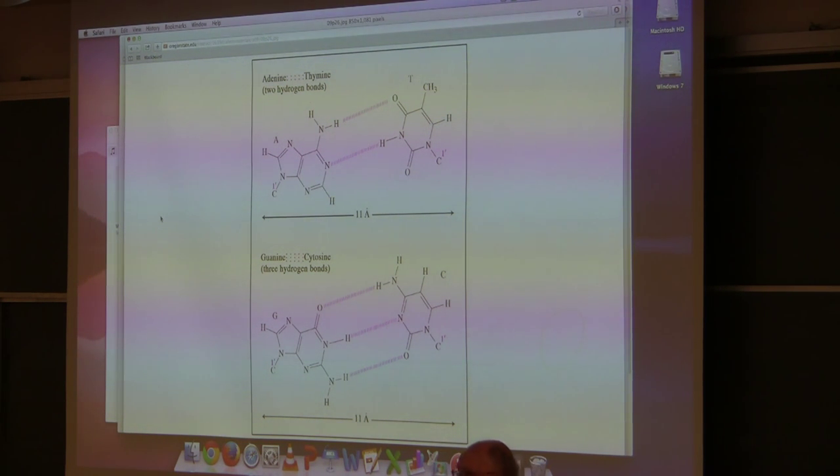And you might wonder about U and A, right? Because RNA has to make base pairs as it's being made. And U and A also have two hydrogen bonds. The only difference between U and T is this methyl group right here. Otherwise, they're identical.